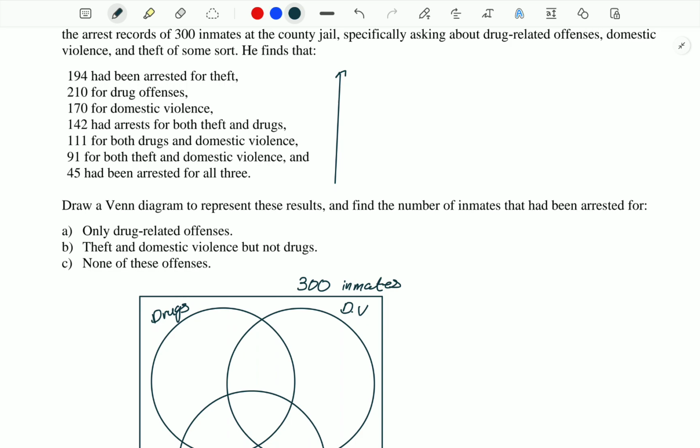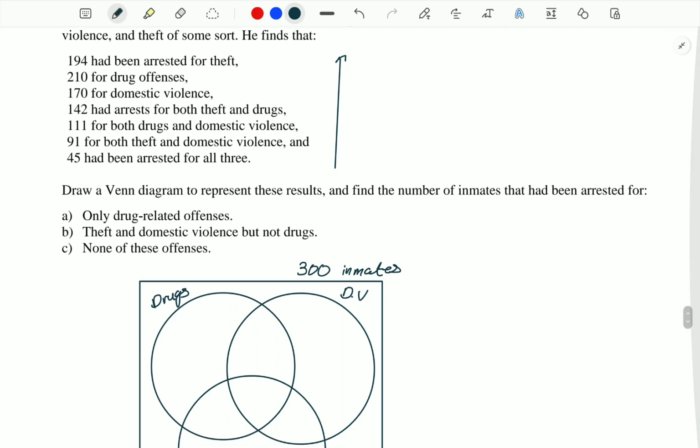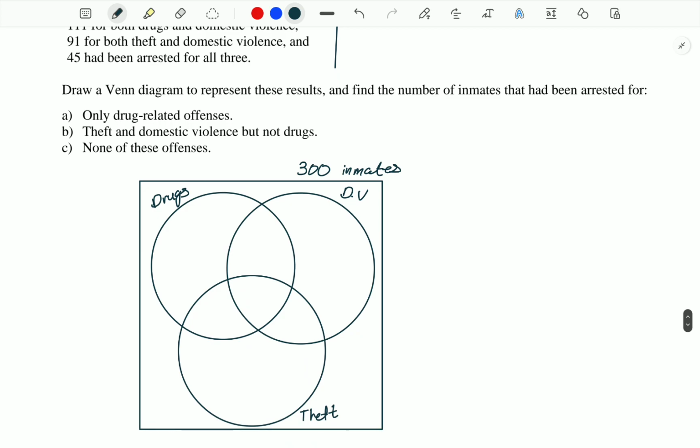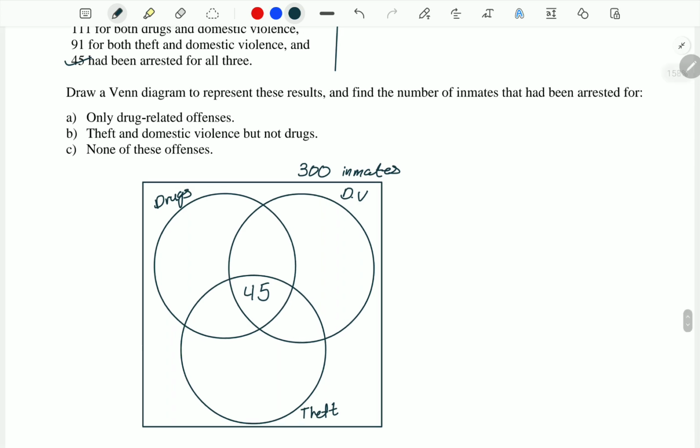Okay. Let's first construct the Venn diagram and then answer the questions. And let's see, can we also answer these questions as we go along. So let's start with the bottom one. 45 have been arrested for all 3. So it's safe to assume that 45 goes in the intersection of the 3 circles. All right, cool. Taking care of that one.